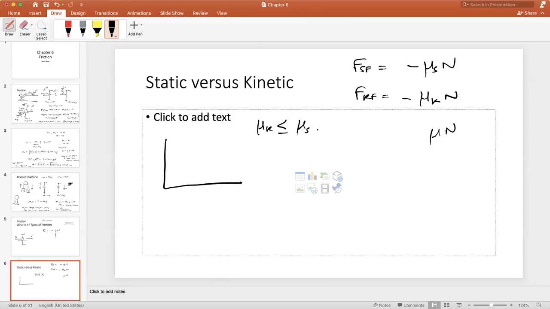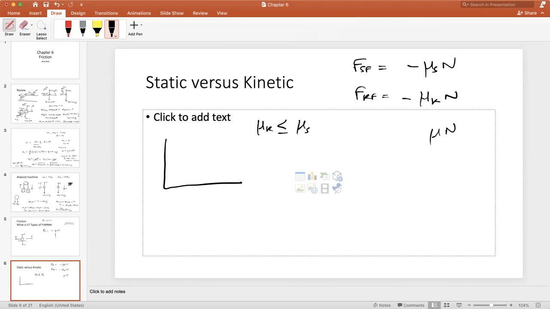In a weird way, right? I don't know if that makes sense. Basically, if you had to overcome the static and then you still had greater friction than that, it would never work. So mu s is always greater.